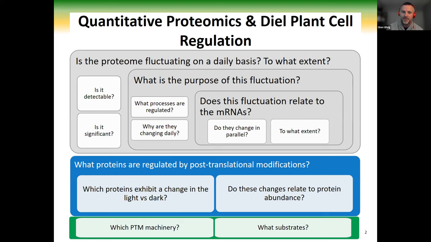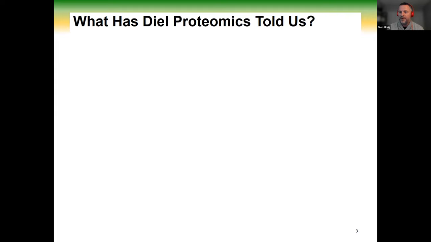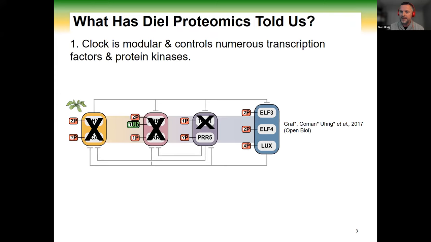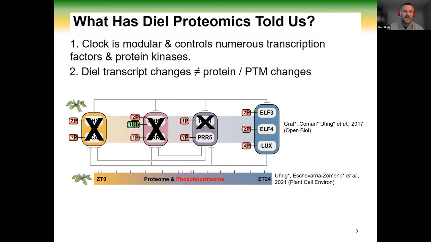I've been involved in a number of proteomic projects over the years looking at answering this question from a diel perspective. From that, I'm just going to quickly summarize work from my group and some other groups that have given us some nice insights into a proteome understanding of diel biology, in Arabidopsis at least. What we found is that the clock is pretty modular, and if you knock out each of these clock elements, they control a number of transcription factors and protein kinases in terms of changes in abundance. We also know, and there are a number of possible reasons for this, that diel transcript changes don't seem to equate to protein level changes and PTM level changes.